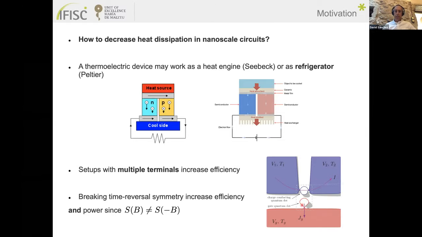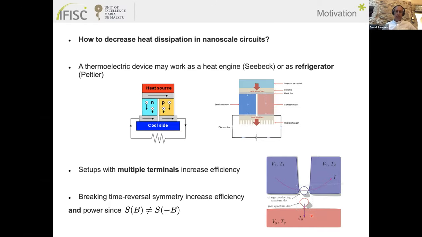And here there is another couple of quantum conductors. And the key point of these proposals is that you are able to decouple, or to distinguish, between, let's say, electric flux and heat flux here. And this is a way to increase efficiency.